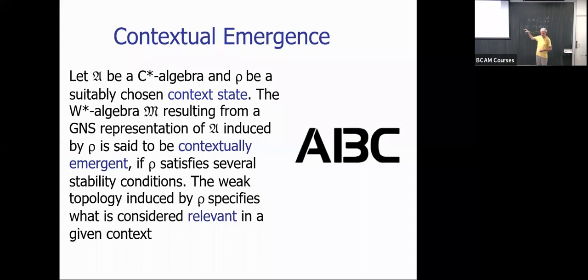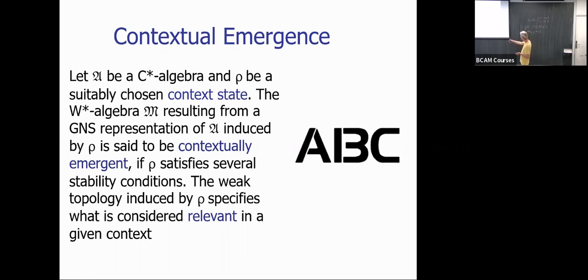What we have seen for the case of this quantum spin chain, for example, is that such disjoint representations, representations that are not unitarily equivalent to each other, are crucially dependent on a suitable or appropriately chosen context. And I would like to illustrate this idea of contextual emergence. So here, again, let us look at a C-star algebra and a state that we call a context state. And then, of course, by means of this GNS construction, we can construct a corresponding W-star algebra. This is induced by the state.